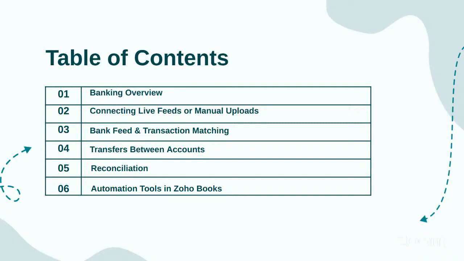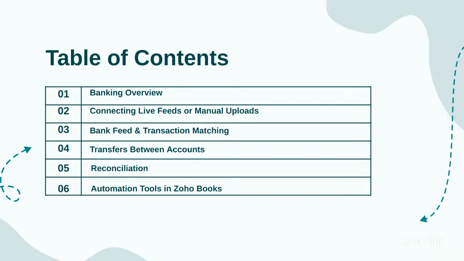Fourth, transfer between accounts. You learned to handle internal bank transfers, cash withdrawals, and contra entries. This ensures your asset movements are traceable and not misclassified as income or expense. A pro tip: always document your transfer purpose, for example, cash withdrawal for office use.